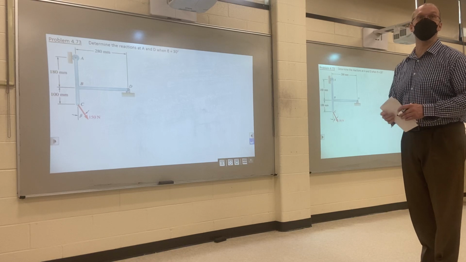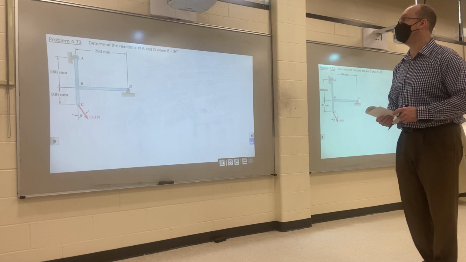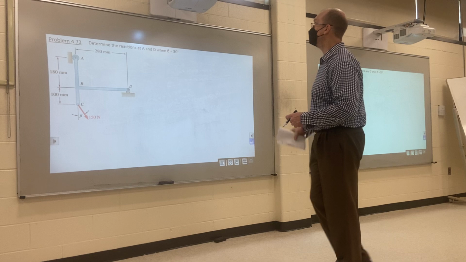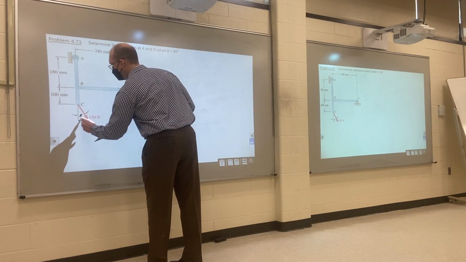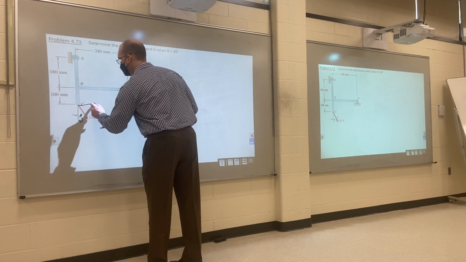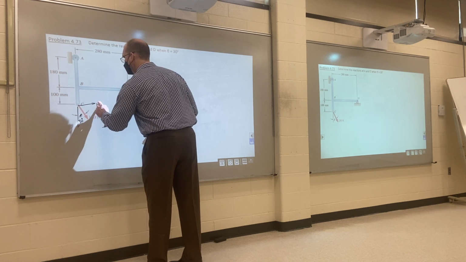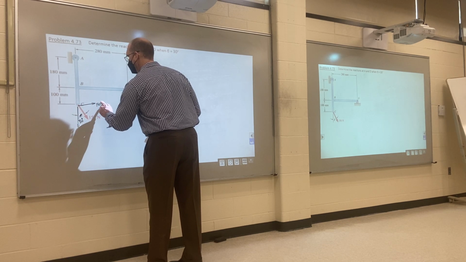I thought this problem was gonna be more difficult than what it was. It was actually a relatively simple problem. It says determine the reactions at A and B, right? When beta is equal to 30 degrees. So it gave us this, right? 30 degrees. And while we're at it, this is 150, right?